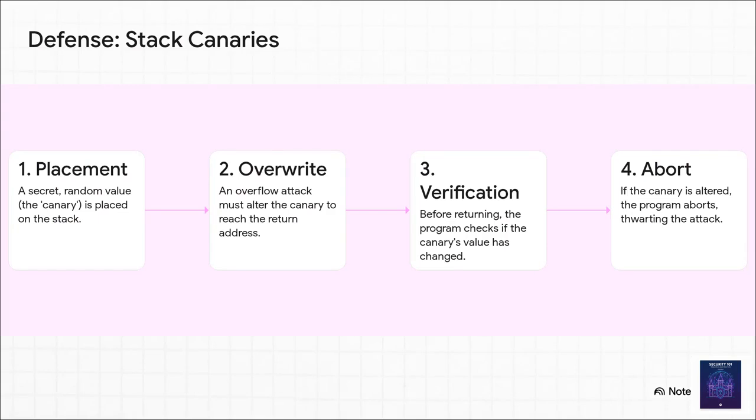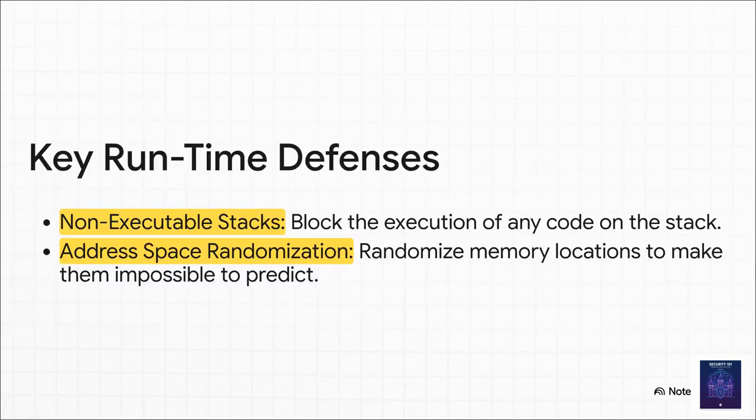A classic compile time defense, and one of my favorites, is called the stack canary. It's named after the old canaries in a coal mine. Here's the deal. The compiler puts a small, secret, random number, our canary, on the stack right before the return address. Now, for an attacker to overwrite that return address, they have to overwrite the canary first. So, right before the program uses its GPS, it takes a quick look at the canary. If the number is changed, it knows something is wrong. It knows it's being attacked, and it just shuts itself down safely. No hijack.